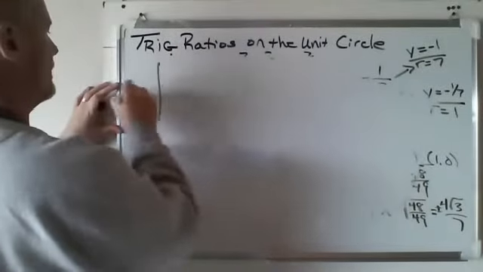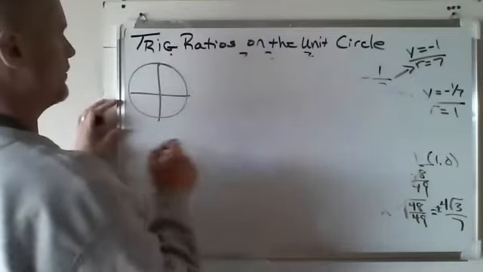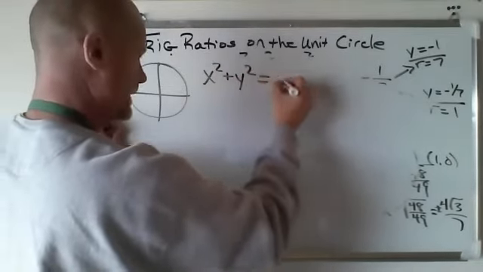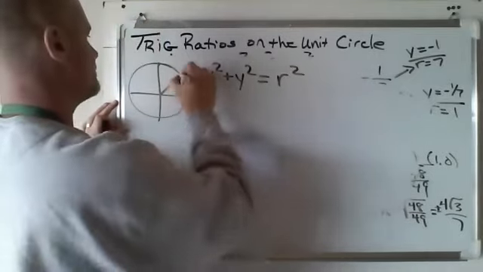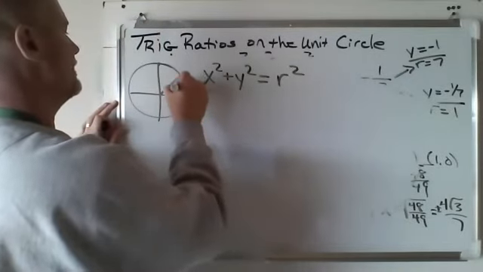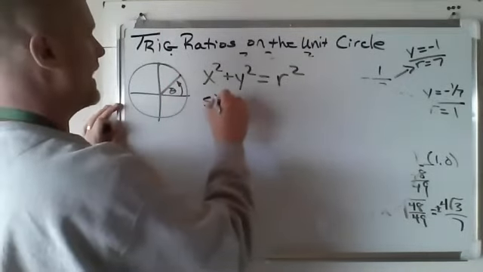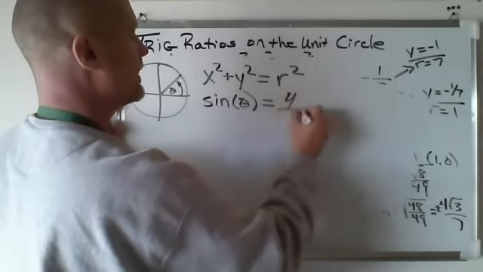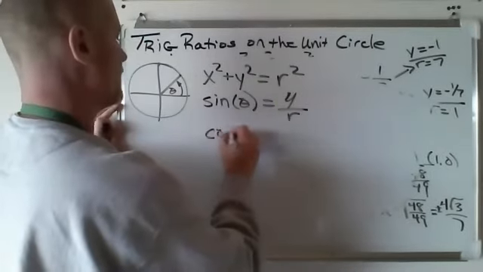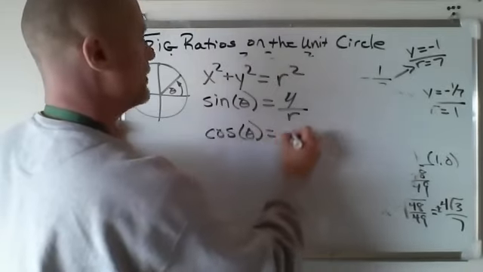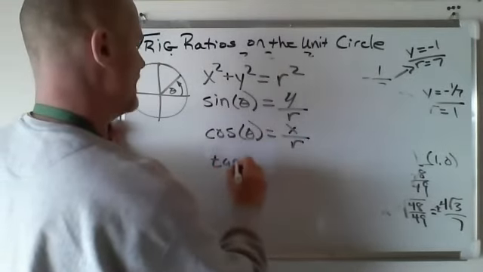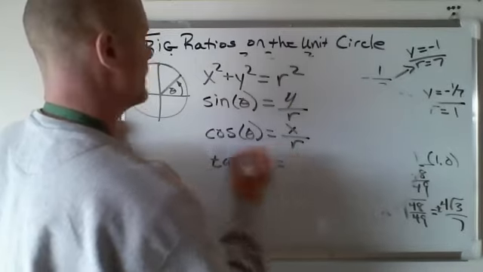We know that for a unit circle, or for a circle, x squared plus y squared is equal to r squared. If we rotate theta, we know that the sine of the angle of rotation is equal to the y coordinate over the radius, and we know the cosine of theta is equal to the x over the radius. I'm going to leave it up to you. What is the tangent of theta going to equal?